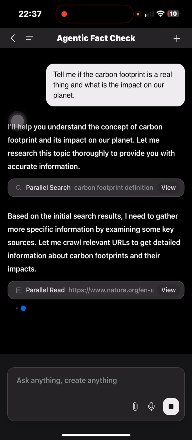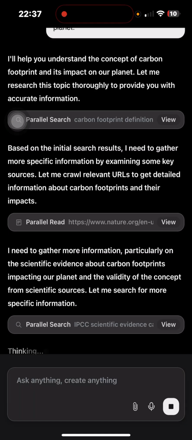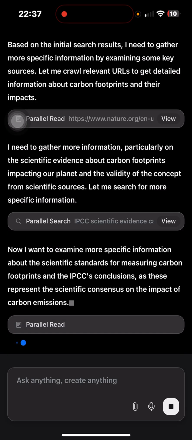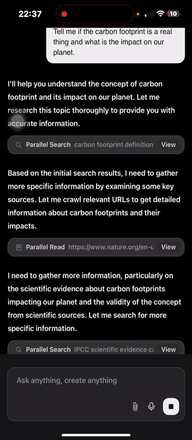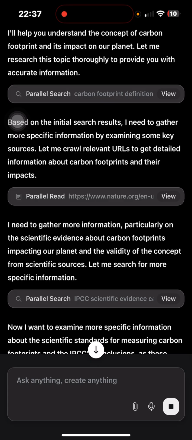How agents are working, they split the job. It will start looking out for various resources available and pick out the sources which are trusted. So you can see I need to gather more information on the scientific evidence about carbon footprints impacting our planet, and more specific about the scientific standards for measuring carbon footprints. In parallel, it is also giving the links with which it is trying to get the information.